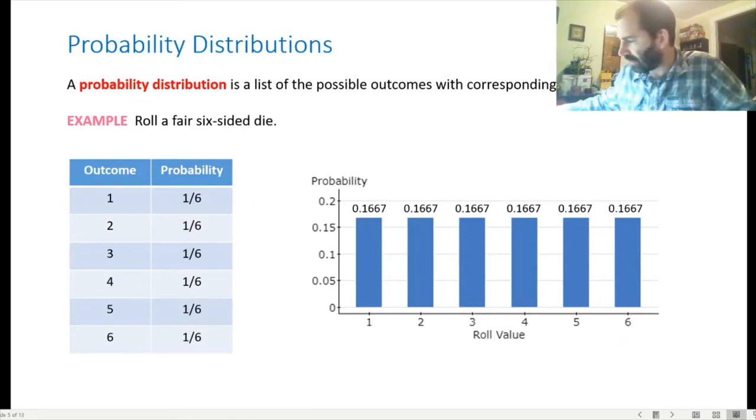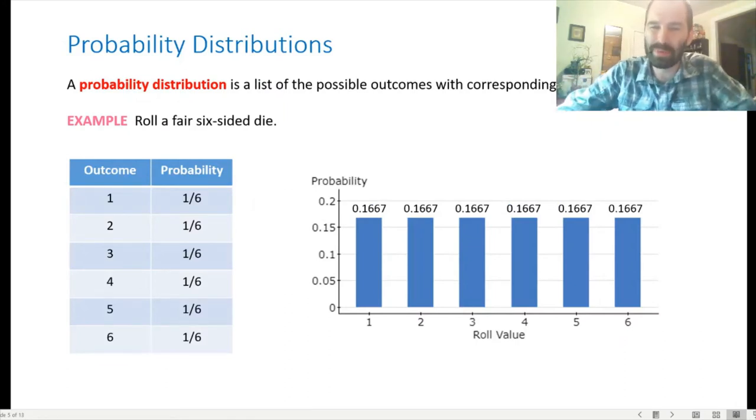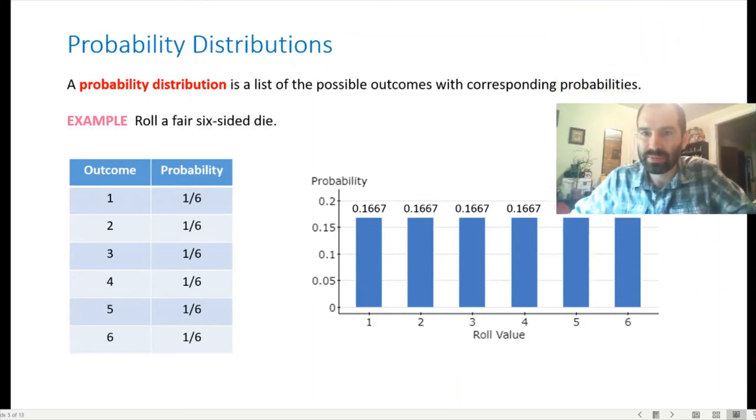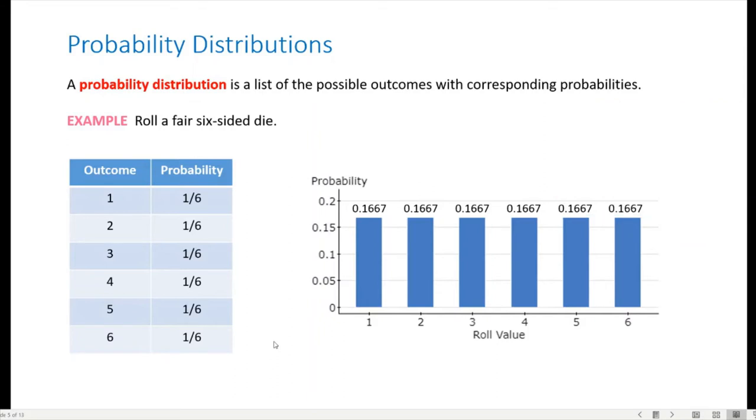What is a probability distribution? Probability distribution is a list of all the possible outcomes. I'm just going to turn myself off here. How do I do that? Not that one. There we go. It's the list of all the possible outcomes together with the probability of each outcome.